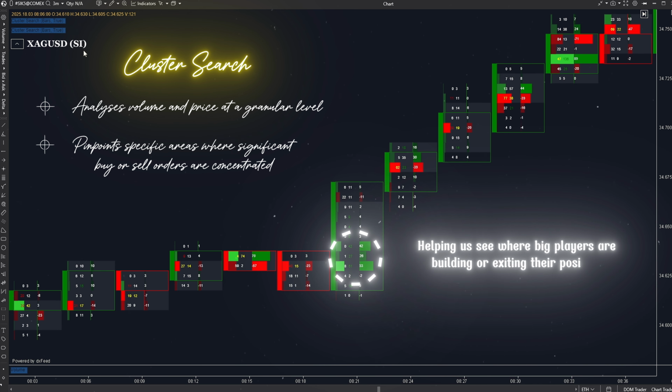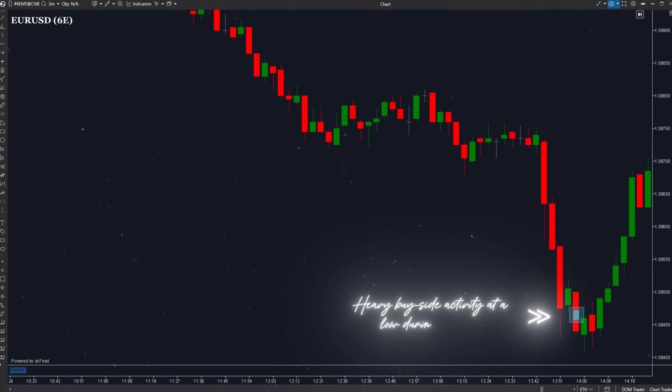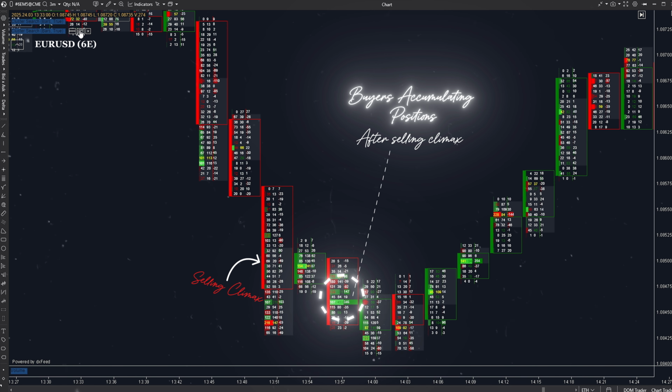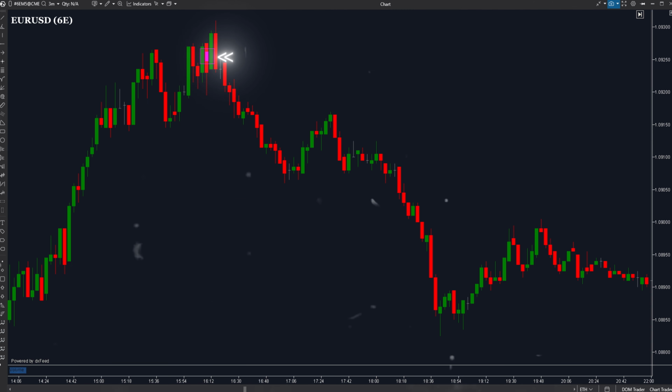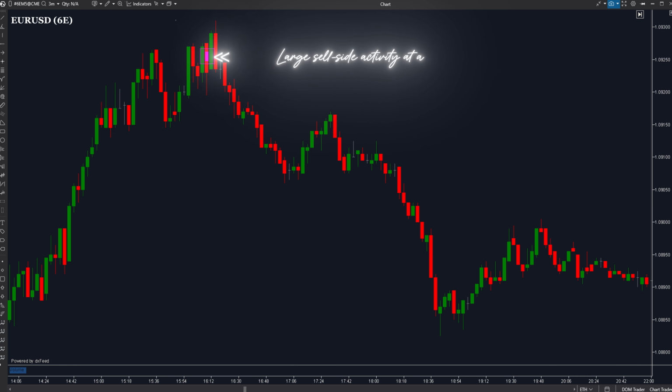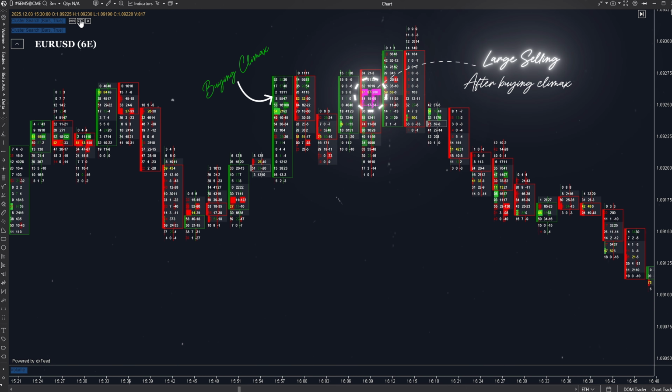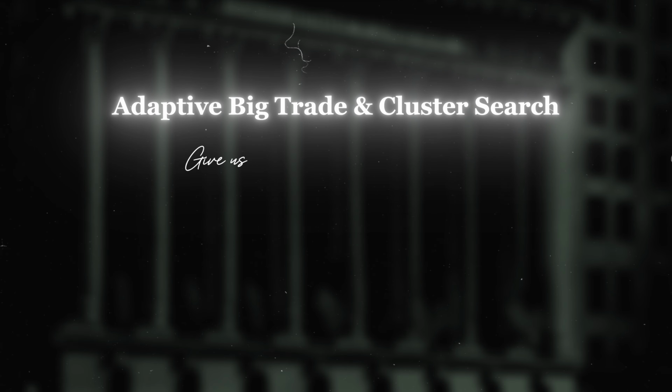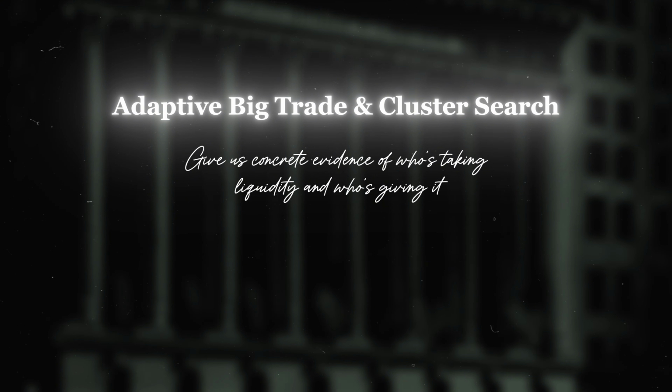or exiting their positions. For example, if we spot heavy buy-side activity at a low during a range, it's likely an accumulation phase before a markup. Conversely, large sell-side activity at a high often signals distribution before a markdown. These tools give us concrete evidence of who's taking liquidity and who's giving it, adding weight to our directional bias.